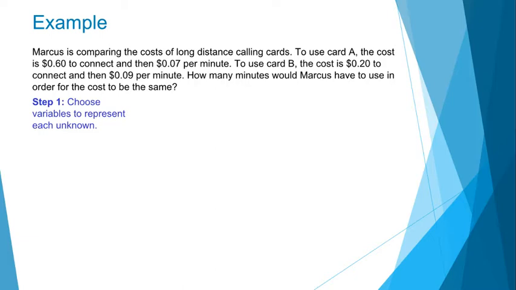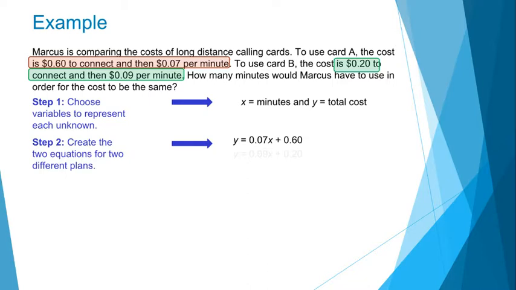So step 2, we're going to create two equations. If we start out with card A, it's 60 cents to connect and 7 cents per minute. So we get y equals 0.07x plus 0.60. And then if we do it for card B, we have 20 cents to connect, then 9 cents per minute. So we get y equals 0.09x plus 0.2. Set the equations equal to each other. Since they're both equal to y, we can set them equal.